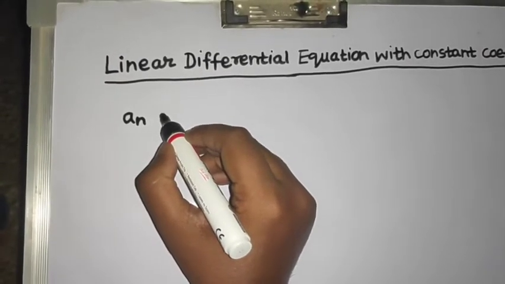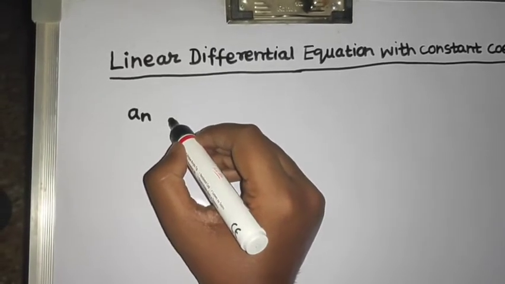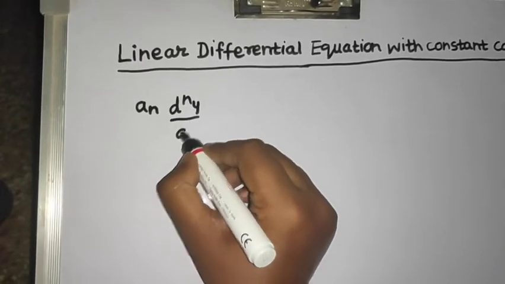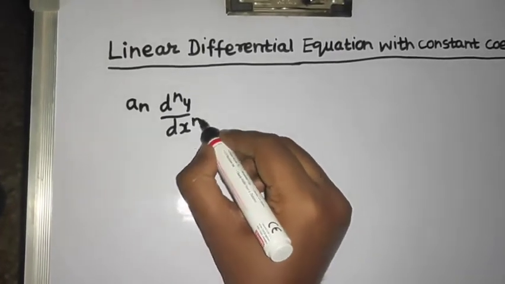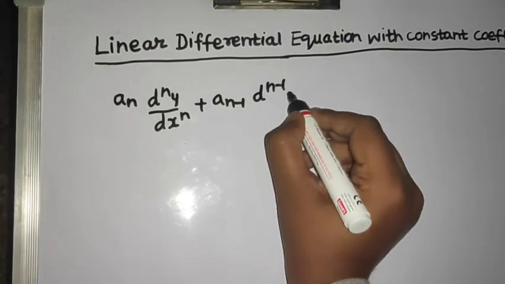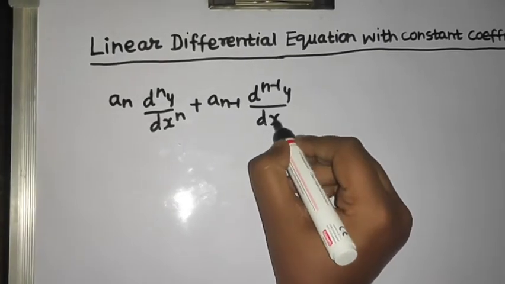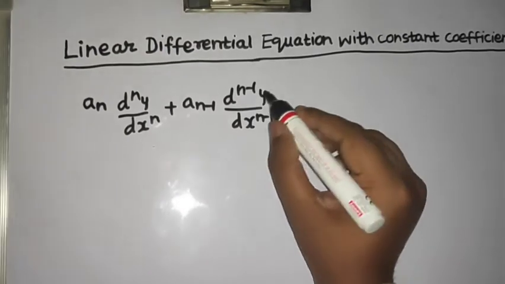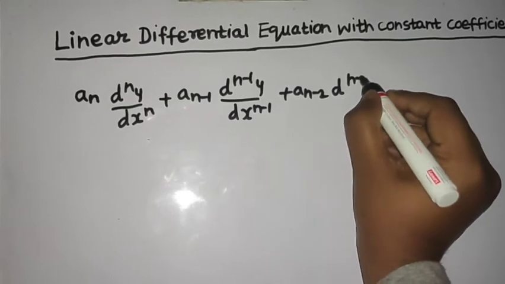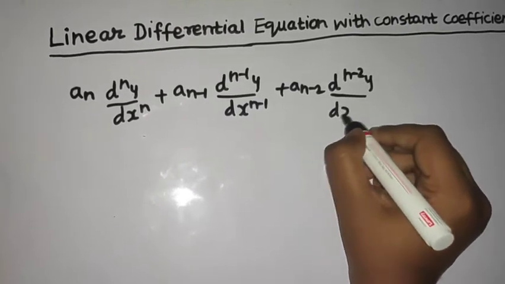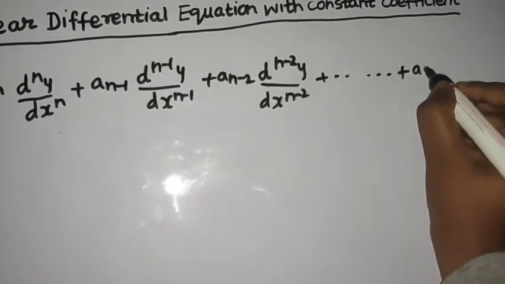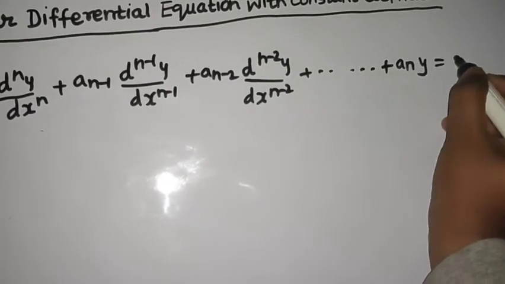Now if the dependent variable is y and the independent variable is x, it will be the nth derivative of y with respect to x, and we'll be getting constants, so this will decrease by 1. Same in the denominator, this is the n minus 1th derivative, an minus 2, n minus 2th derivative, and this will go on. Finally we will have an with y equals q.